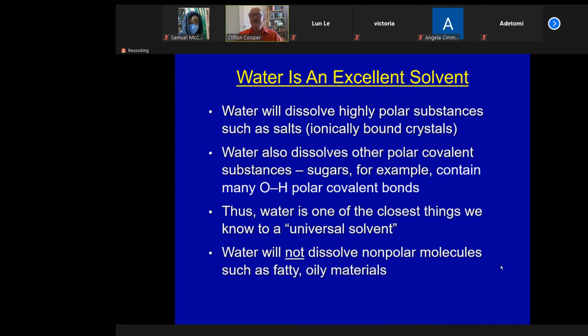But water does a pretty good job. The thing it will not dissolve would be fatty or oily substances. So if you think about how, like with the salad dressing, the oil and the water parts separate, that's effectively where water hits its limit. So there are some things it can't dissolve. And that actually is essential for how cell membranes form. We'll be seeing that in days to come.